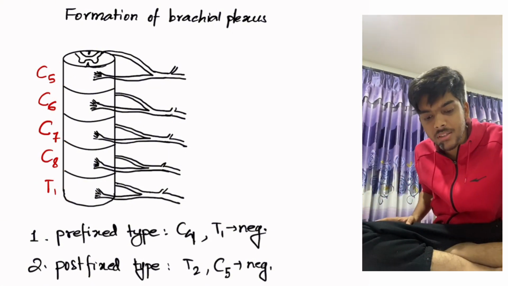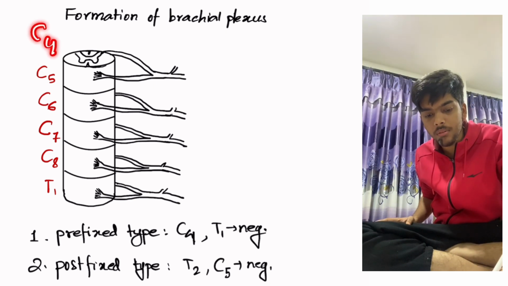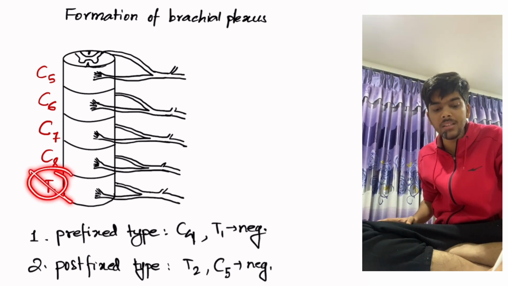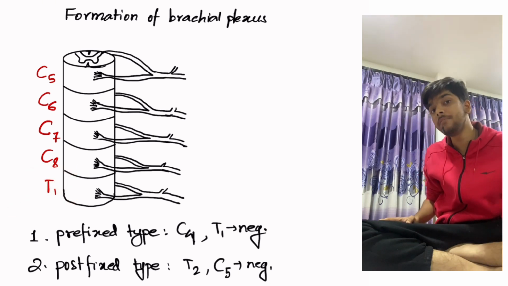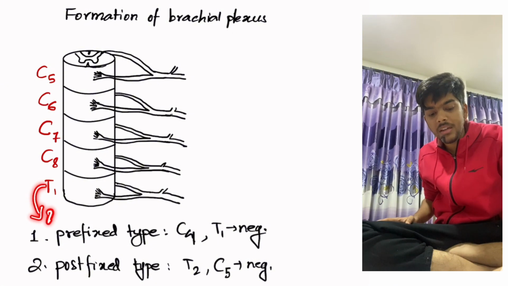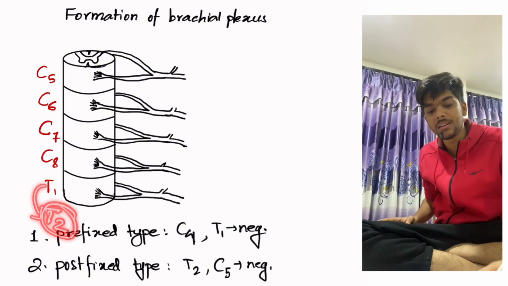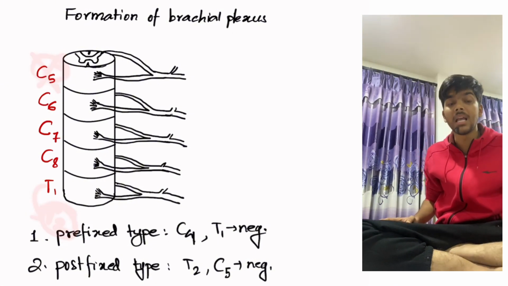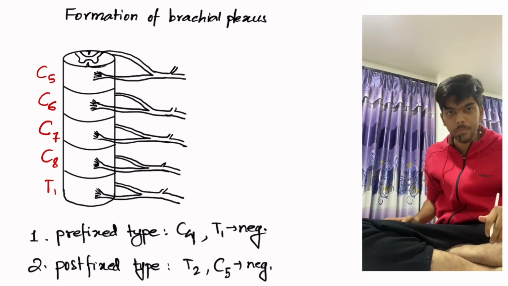If there's a shift 1 up, that is C4, and T1 is negligible, then that's your prefixed type. If there's a shift 1 down, that is T2 contributes and C5 is negligible, that's postfixed type of brachial plexus.